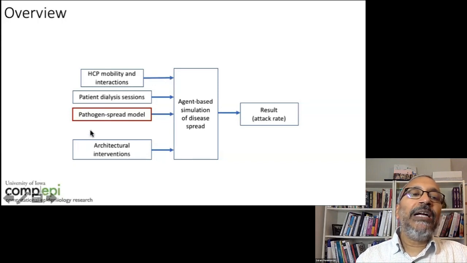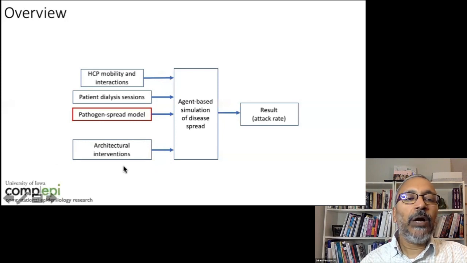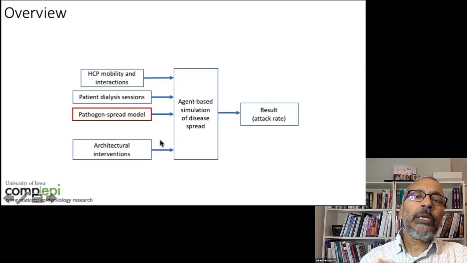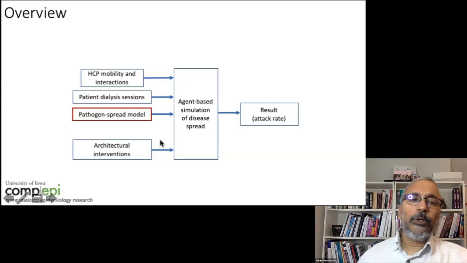And then on top of that, we wanted to add some architectural interventions. We basically wanted to figure out how to model architectural interventions, and then these would also be part of the input to our simulation. And in this portion of the talk, what I want to highlight is the pathogen spread model. And so in some sense, that's what I want to draw your attention to.